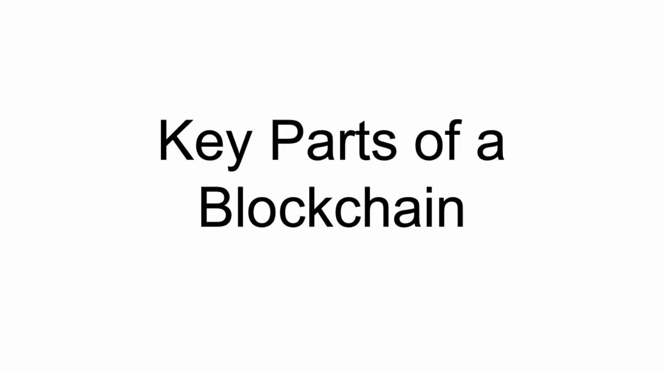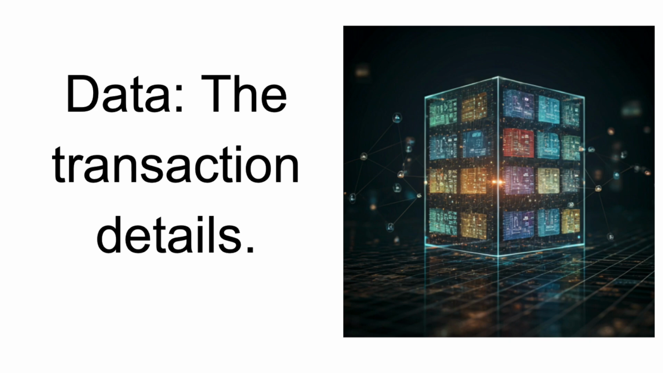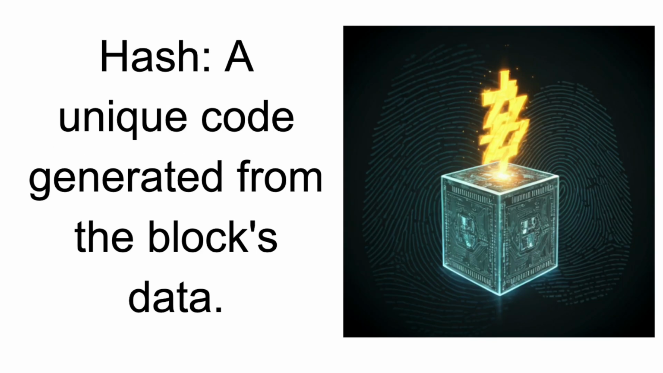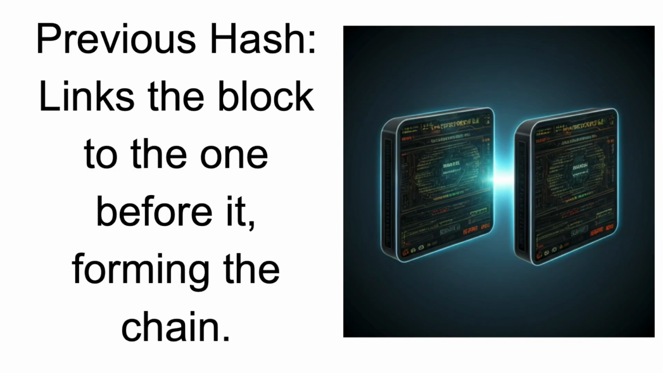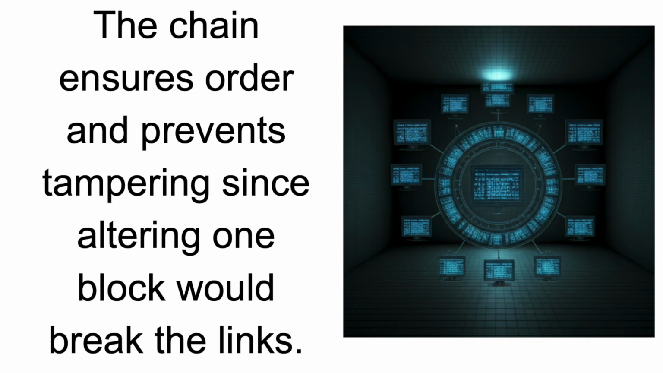Key parts of a blockchain. Blocks. Think of blocks as pages in a ledger. Each block records a group of transactions. A block includes data, the transaction details, and a hash, a unique code generated from the block's data. Previous hash links the block to the one before it, forming the chain. The chain, the sequence of blocks linked together. The chain ensures order and prevents tampering, since altering one block would break the links.